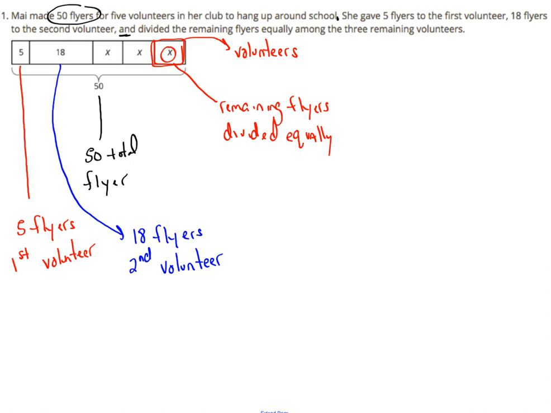First volunteer got 5 flyers. The second volunteer got 18 flyers. The third, fourth, and fifth all got the same amount of flyers, denoted by X, X, and X. What if they got a different amount of flyers? Would I use X, X, and X? No, I'd probably use something like X, Y, Z, or A, B, C, any other three different variables to show 3 different quantities. Questions?